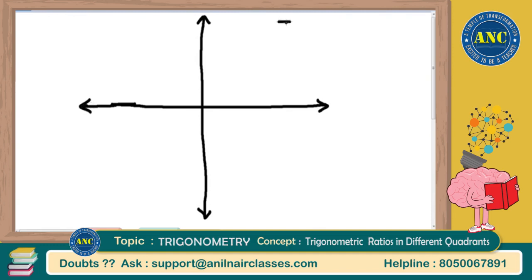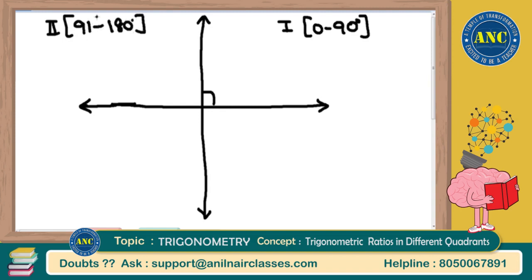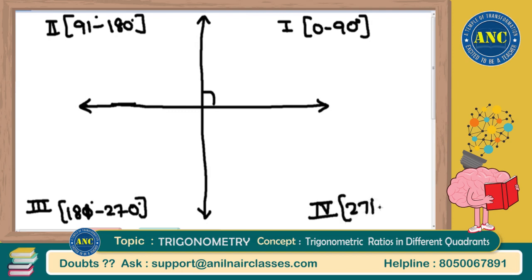This is my first quadrant. First quadrant will vary from 0 to 90 degrees, right? Second quadrant, it will vary from 91 to 180 degrees, right? Third quadrant will vary from 181 degrees to 270 degrees, right? And the last quadrant, fourth quadrant, from 271 degrees, it will vary till 360 degrees, right?